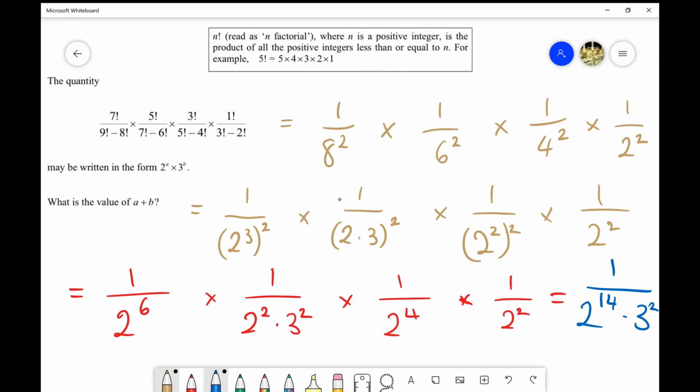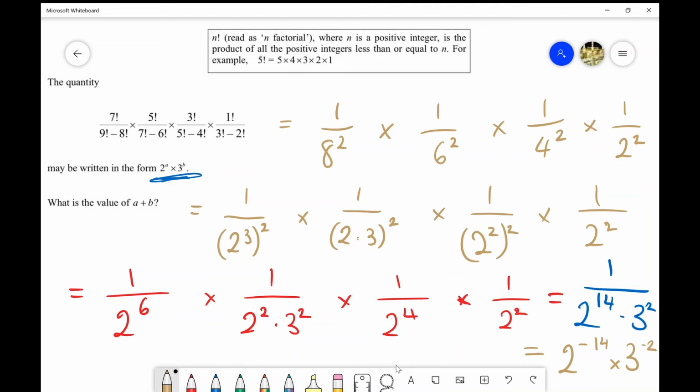And I'm going to try and put it into this format here. That's going to be 2 to the power of minus 14 times 3 to the power of minus 2, because remember it's at the bottom of the fraction, therefore it's going to be a negative index. And so we're pretty much done. A and B. A is minus 14, B is minus 2, therefore the final answer is minus 16, because minus 14 add minus 2 is indeed minus 16, and we are done.